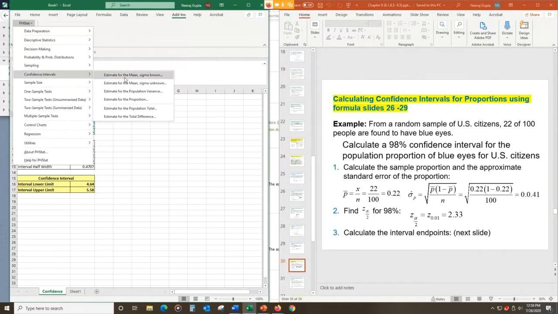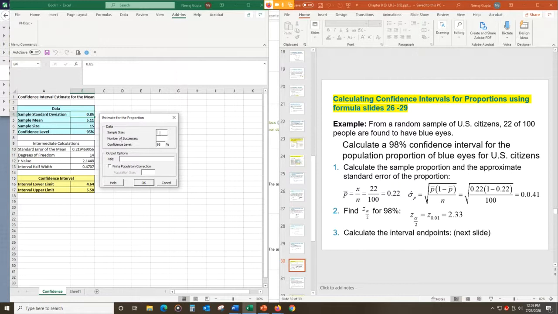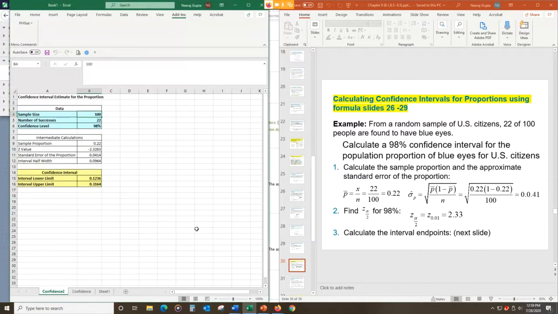and confidence interval, and now I will be using estimate for the proportion. You see this? Okay. So we click on that. It needs the sample size. And what's the sample size? 100. Number of successes is my X. So I'm already given the number of successes, which is 22. Confidence level is 98. So you provide 98 here. And then you click OK.